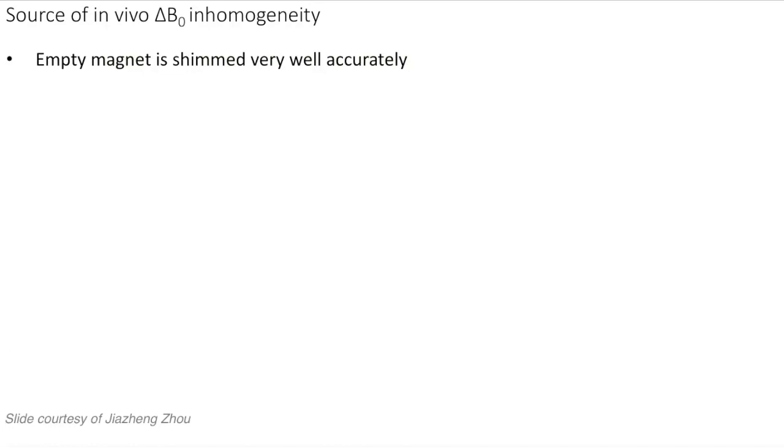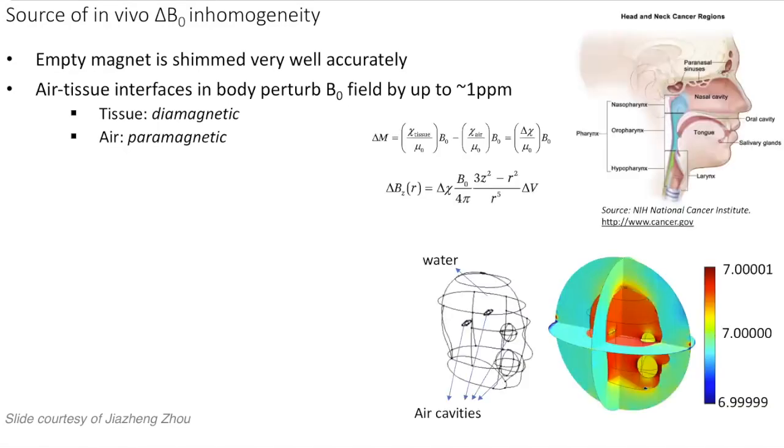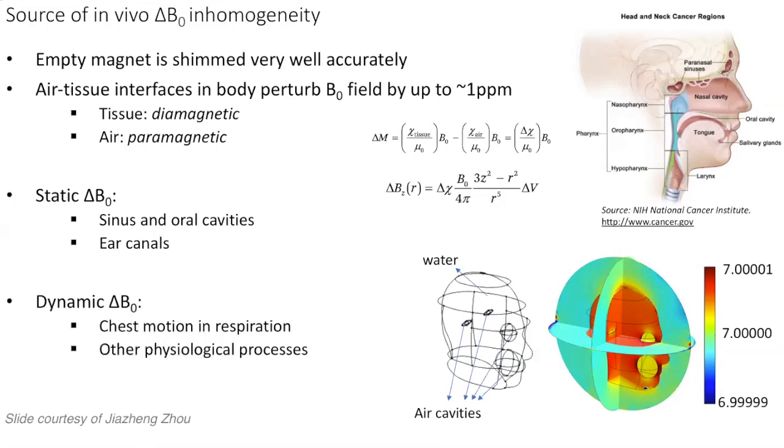And then I think one of the last things is to talk about sources of in vivo B0 inhomogeneity that might occur. So typically an empty magnet is shimmed very well, but when you put a person inside, you get these air tissue interfaces that can perturb the B0 field by a ppm, and this typically occurs in the sinus and oral cavities and in the ear canals for anybody doing head imaging. And then you can also get these dynamic B0 shifts with respiration, which I showed earlier, and other physiological processes.